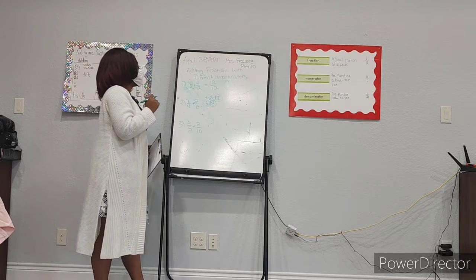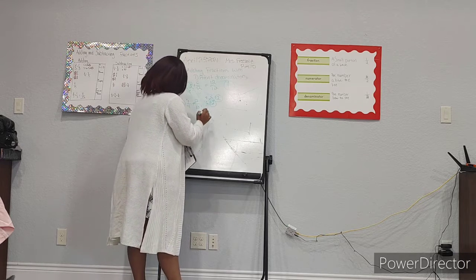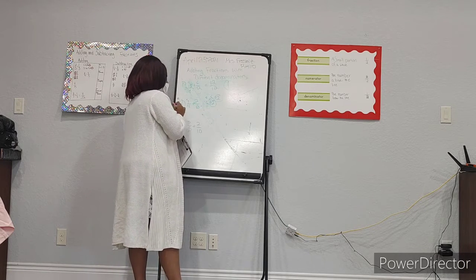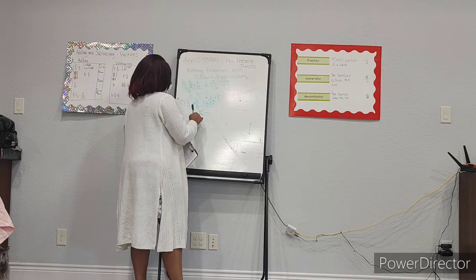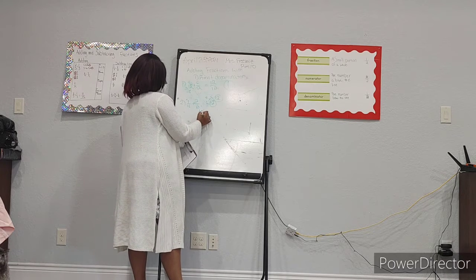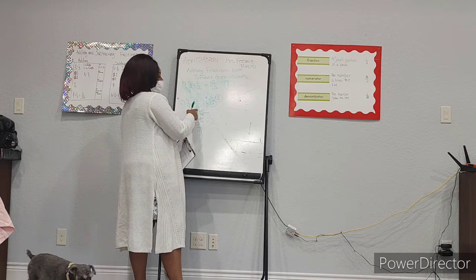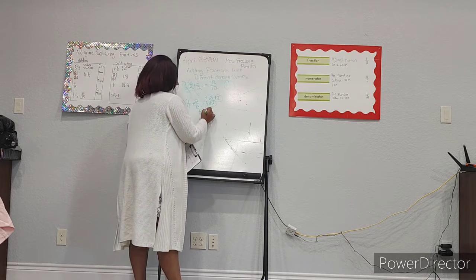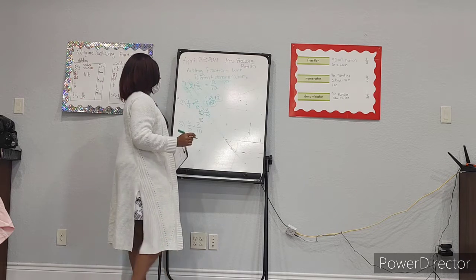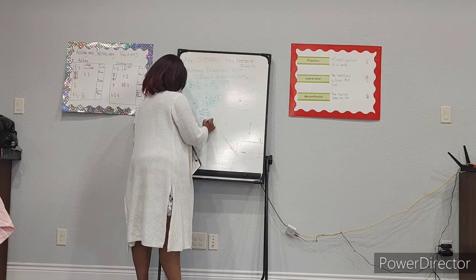What step is next? What do we have to do next? Yes. We rewrite the problem. Yes, rewrite and rename. So we got 1 over 4, and we got 2 over 6. So to get 4 to be 12, we need to multiply it by 3. And what do we do to the numerator? We do the same thing we did to the denominator. Correct. So 1 times 3 is? 3. Alright.